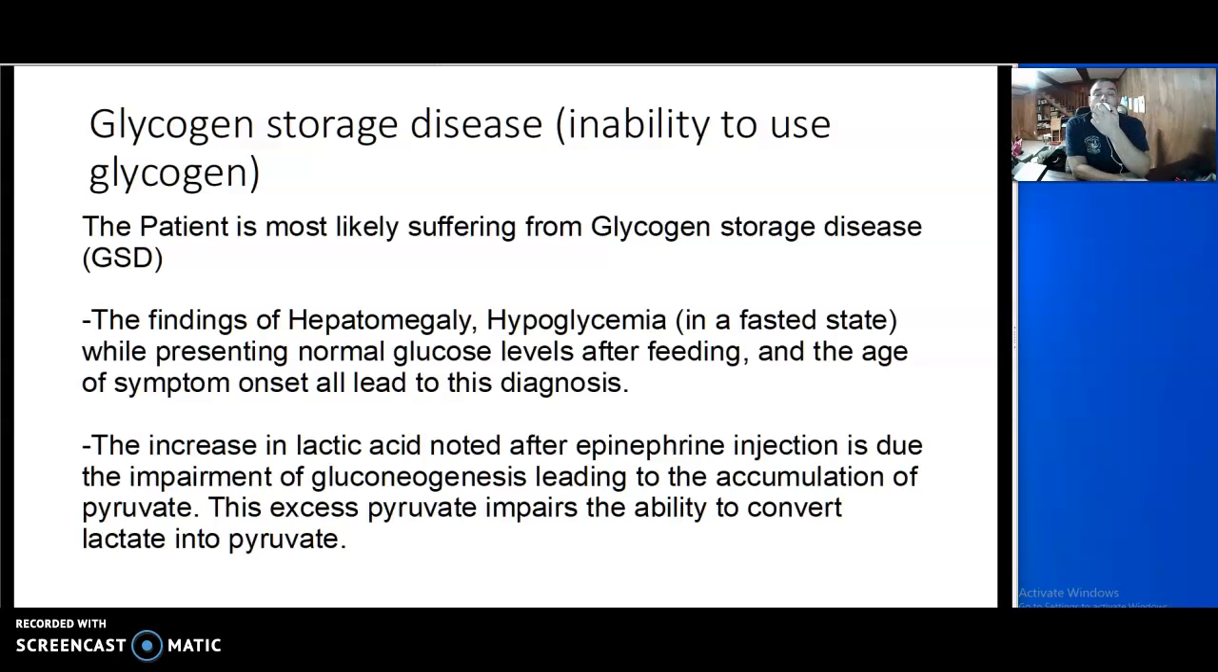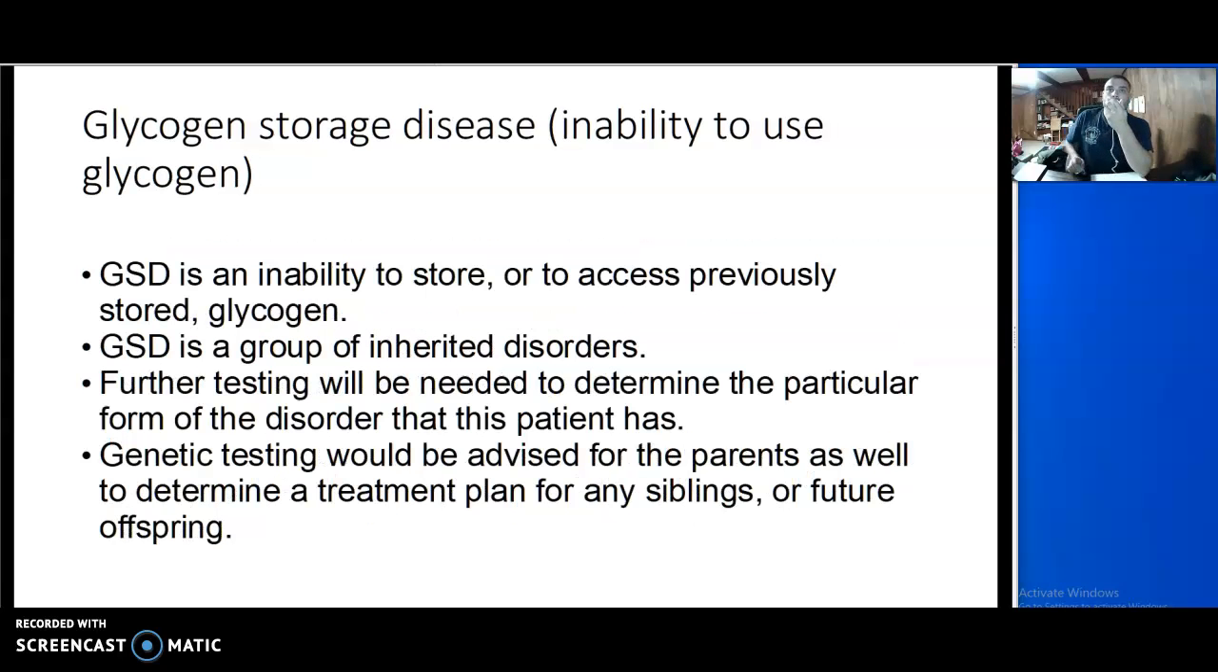This increase in lactate is due to pyruvate accumulation, and thus not being able to convert lactate into pyruvate within the cytosol. So GSD is an inability to store or access previously stored glycogen. It is a group of inherited disorders, and again, genetic testing would be required for this child.